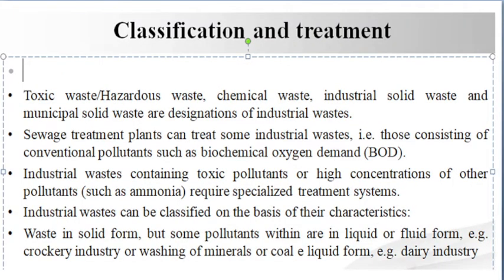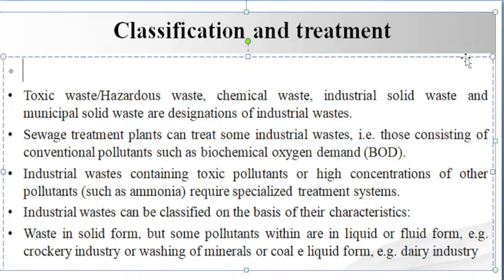Now see here the classification. What is the classification of the waste generated from industries? There are toxic waste and hazardous waste. Toxic means harmful or poisonous for our health. Hazardous means which creates damage to our body. Then there are different types of chemical waste, then industrial solid waste. Sewage treatment plants can treat some industrial waste consisting of conventional pollutants such as biochemical oxygen demand. Okay, and then what is BOD?